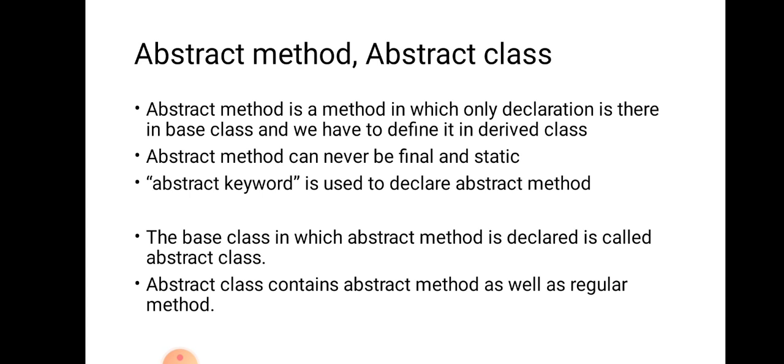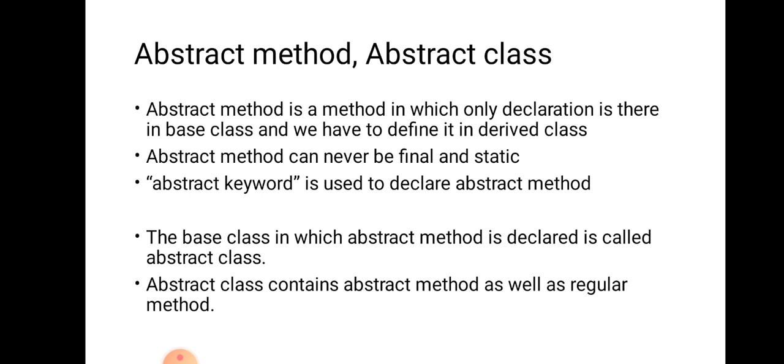It can have abstract methods as well as concrete methods. Abstract methods means methods without body, and concrete methods are regular methods we use with a body. So a normal class cannot have abstract methods. An abstract method is a method in which only the declaration is there in a base class and we have to define it in a derived class.